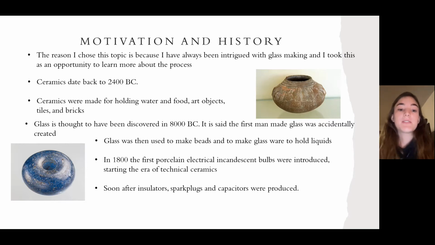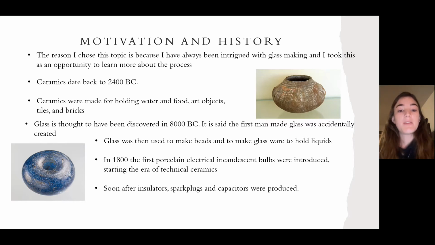Glass is thought to have been discovered in 8000 BC. It said the first man-made glass was accidentally created. The story is that a ship from Syria was docked and the merchants were preparing their meal on a beach. They didn't have any stones to prop up their pots, so they used lumps of nitrium from the ship. It fused with the sands from the heat of the sun, causing a stream of translucent liquid, now known as glass. The story may not be true, but Syria was one of the original centers for glass making.